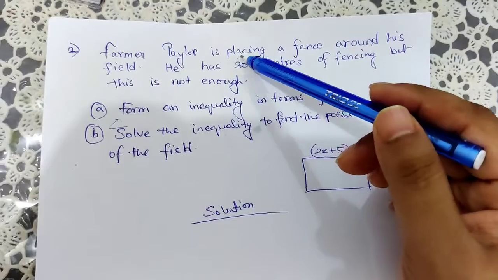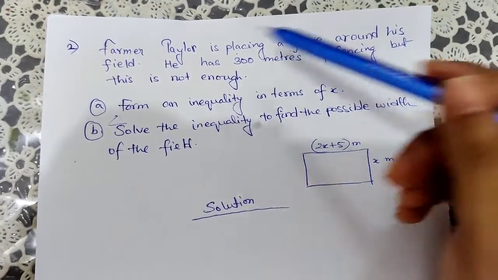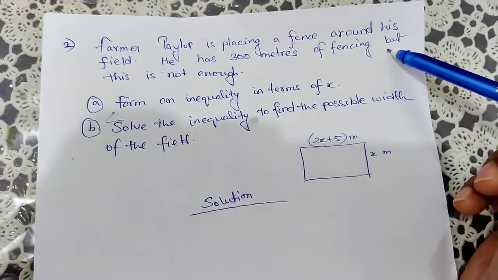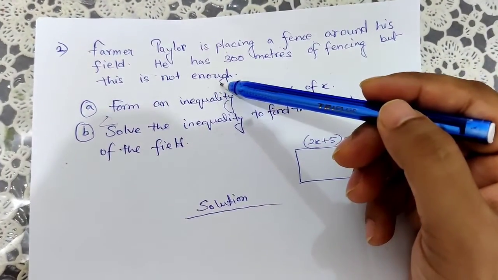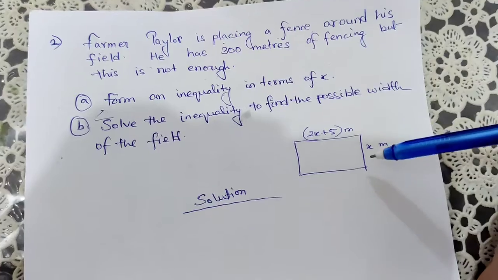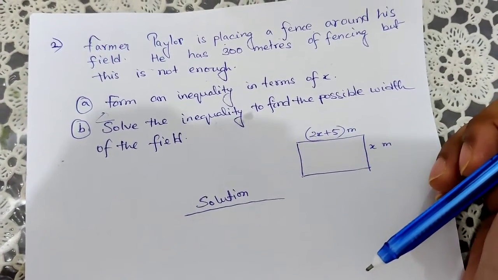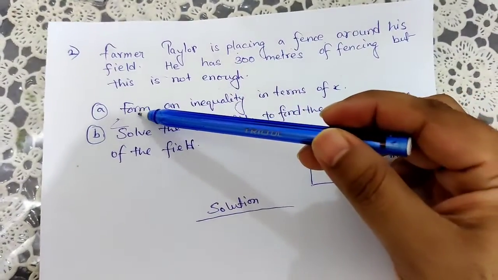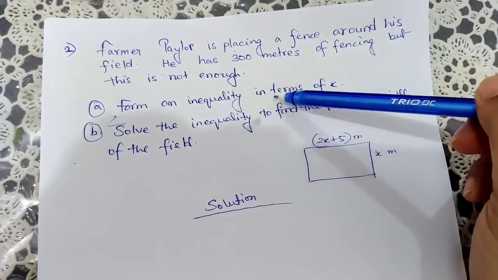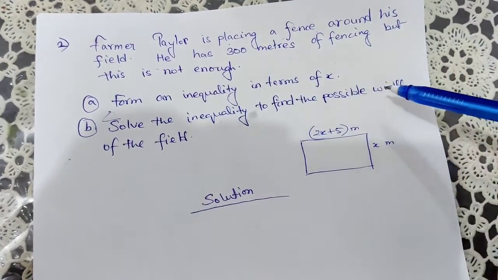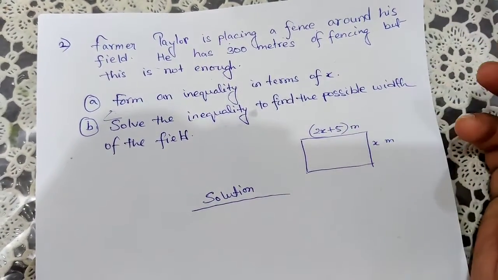Farmer Taylor is placing a fence around his field. He has 300 meters of fencing, but this is not enough. So he has 300 meters of fencing, but it is not enough for the field. What we need to do is form an inequality in terms of x. The next thing is to solve the inequality to find the possible width of the field.